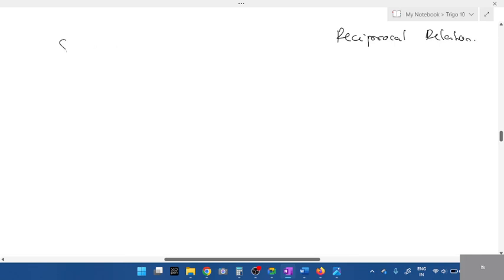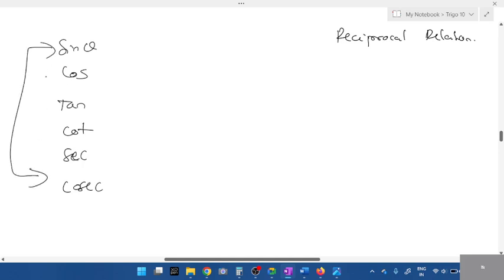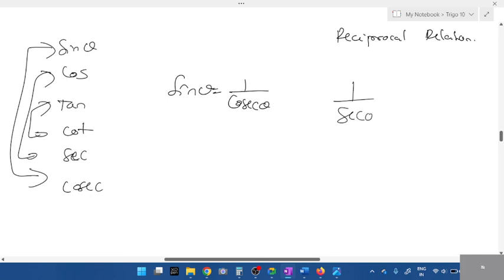Reciprocal. What's the order we write, students? Sine, cos, cot, secant. Left hand side, which relation? Yes, the reciprocal. So what is reciprocal? If I write sine theta is equal to 1 by, or if you get 1 by sec theta, no, it is just cos theta.